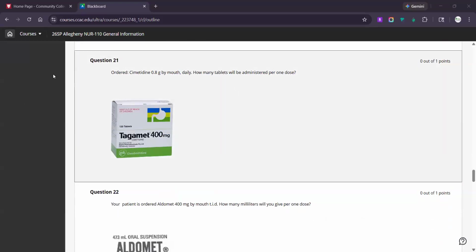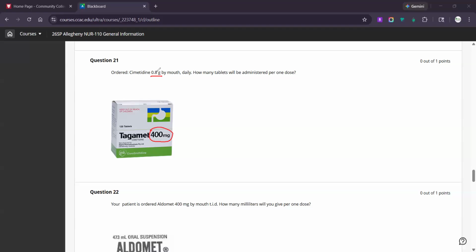All right. Now we got our Tagamet question. Tagamet, and you can see that it also says cimetidine on the label. It says to give 0.8 grams by mouth daily. How many tablets will you administer per dose? And you can see here where it says the available is 400 milligrams. And we have to assume it's per tablet because I can't really see. Yeah, it says tablets here. So again, this is one where you have to convert.